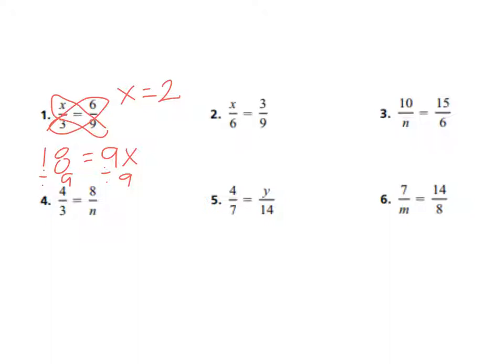Alright, the second example, I'm going to cross multiply the 6 times 3, which also gives me 18. And 9 times x, which gives me 9x. So this one's very similar to the first one. And I'm going to divide by 9. And 18 divided by 9 is going to give me 2. So this one is also x equals 2.